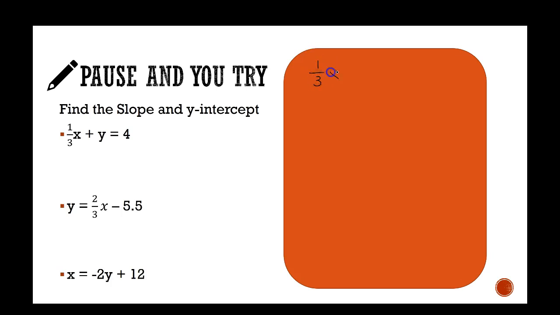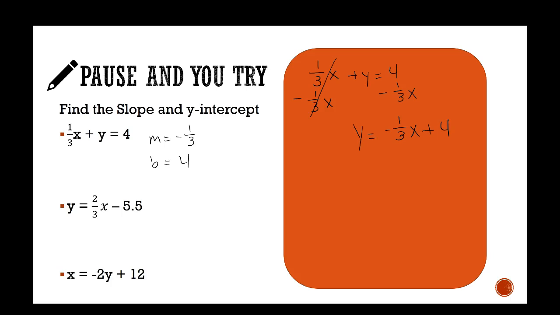All right, so the first one, all I would have to do is subtract the 1/3 x, and then I get my y by itself, because it's just a positive y. And again, I'll write my x term first and write the number second. So for the first one, your slope is negative 1/3. Your y-intercept is a positive 4.